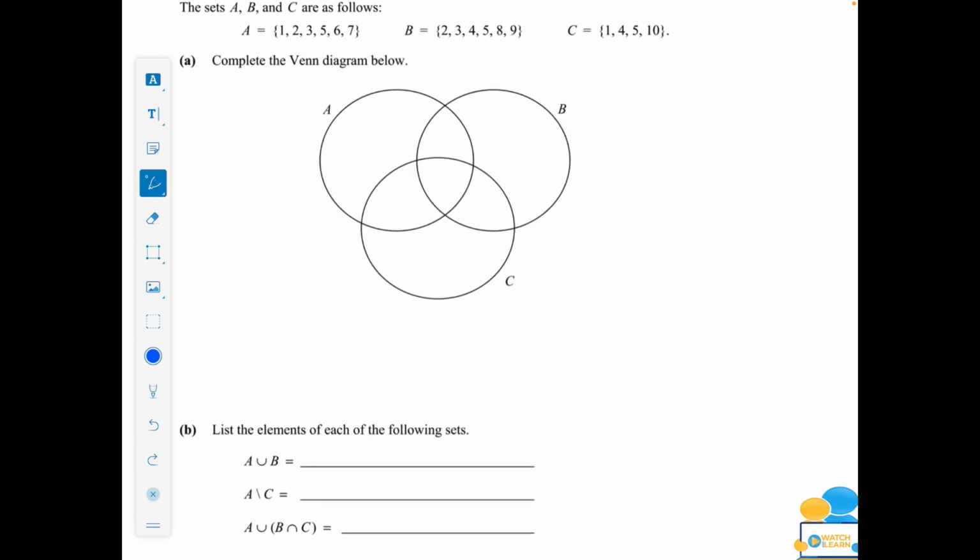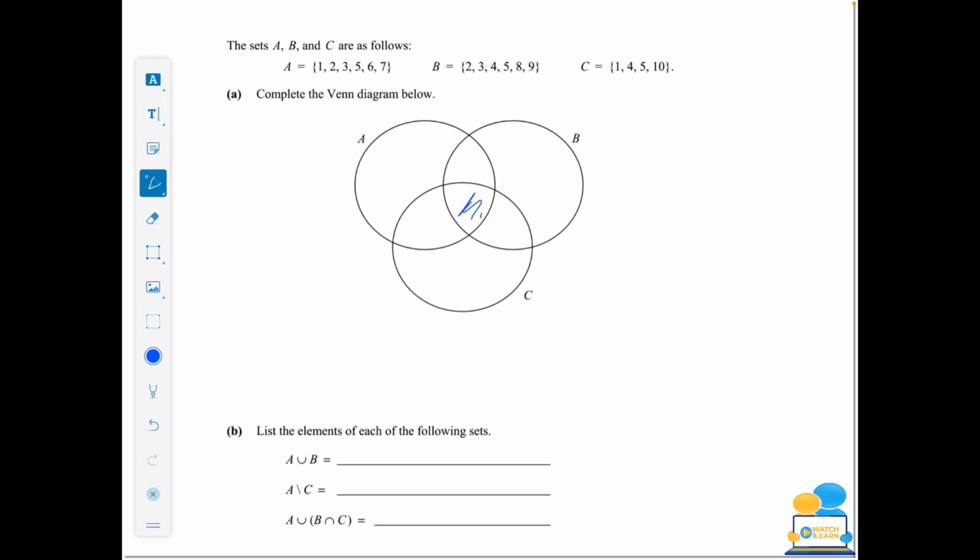You always start with these in the very middle. Okay, so at the middle intersection, what's common to A, B, and C? So when I look at my sets here, I can see that the number 5 is common to all 3 sets. So I'm going to cross it off and I'm going to put it right there in the middle. Now I'm going to look at what's in common between A and B. That'll go in that section there. So A and B, you can see they both have a 2. And they both have a 3.